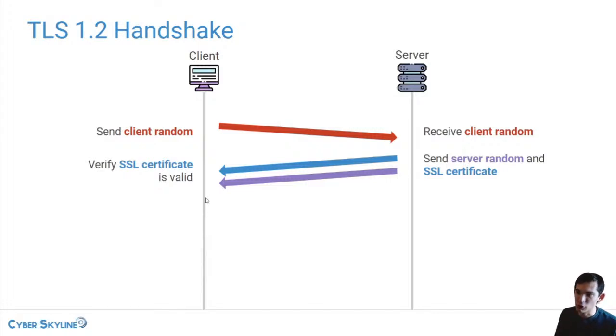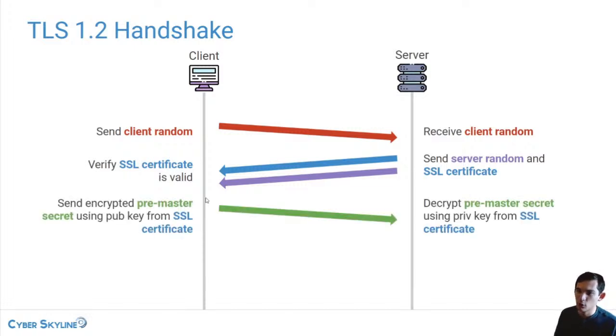So now we have to do something about that, because if we only use the client random and the server random to generate an encryption key, anyone who is able to see the client random and the server random could also generate the encryption key and decrypt all the traffic as well. So the way that this actually happens is that the client will create what is called the pre-master secret, and it will encrypt that pre-master secret using the public key from the SSL certificate.